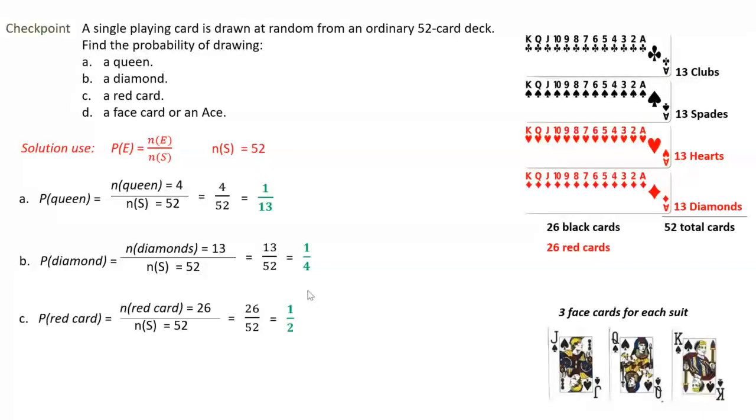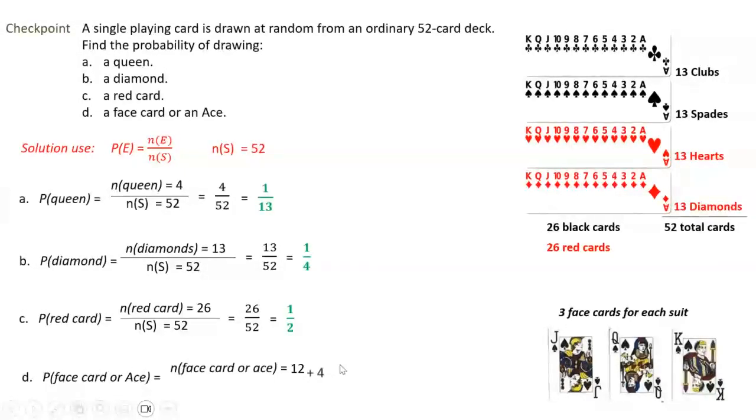Finally, for D part, it says a face card or an ace. How many face cards are there? There are 3 for each suit. So there's 3, 6, 9, 12. So there are 12 face cards. But it says here, or an ace. How many aces do we have? We have 4 aces: the ace of diamonds, the ace of hearts, the ace of spades, and the ace of clubs.